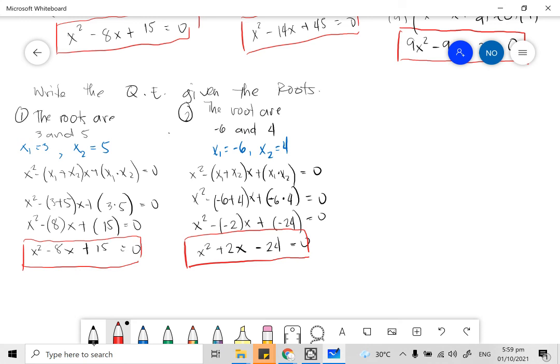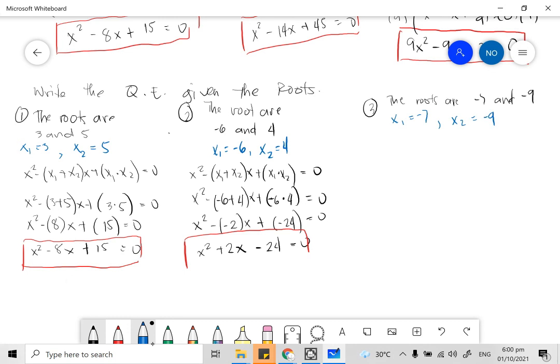And then, last but not the least, number 3. Ang number 3 natin ay, the roots are negative 7 and negative 9. Okay. Let's identify the values of x sub 1 and then x sub 2. Ang x sub 1 natin dito is the negative 7, and then the value of x sub 2 will be the negative 9.